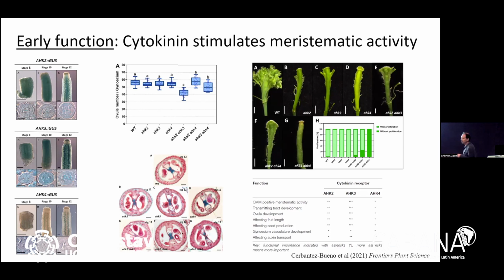This is ovule number. When the ovules get fertilized, they convert into seeds. For instance, here is one double mutant of the receptors, and the ovule number is really less. So this mutant will produce fewer seeds. This is again showing that cytokinin signaling is very important for yield. But I think we skip that part.